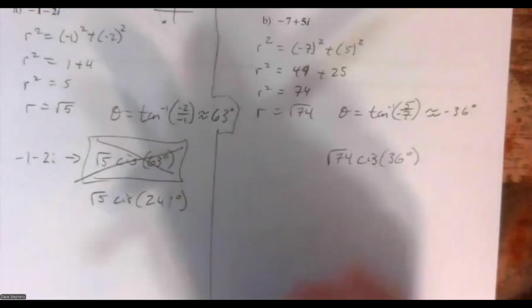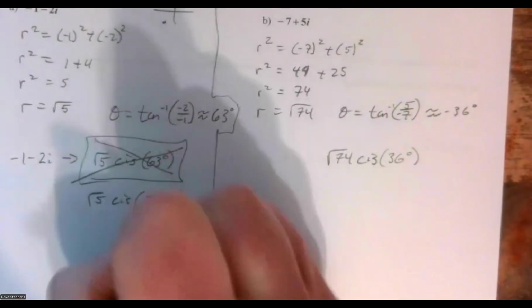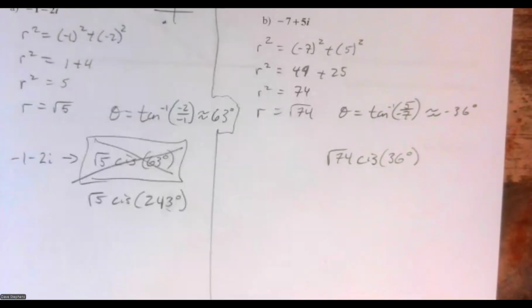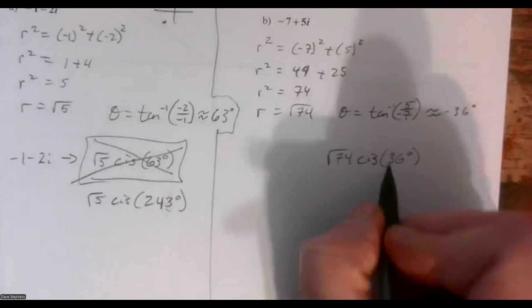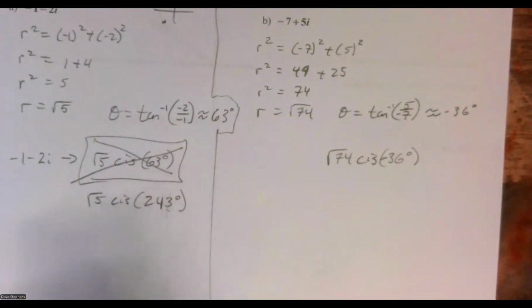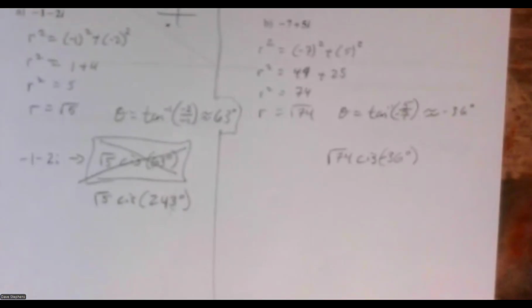Let's get a better 3 in there just so that y'all don't yell at me for that. And is 36 the right angle? Oh, no, we said it was -36. And we can't have negative. So it has to be between 0 and 360.